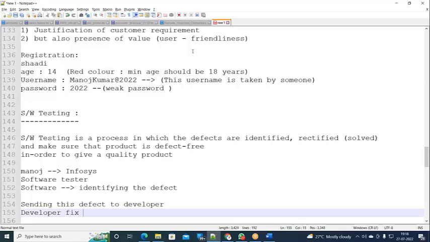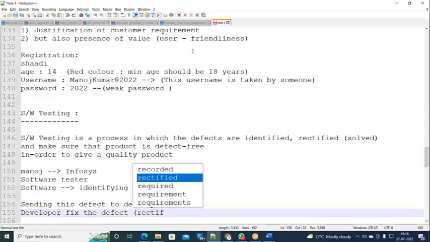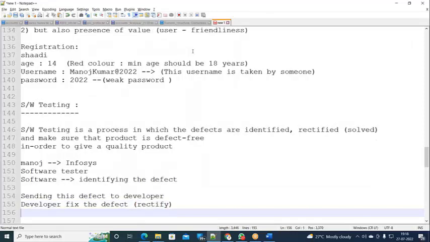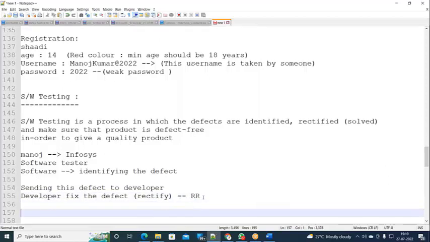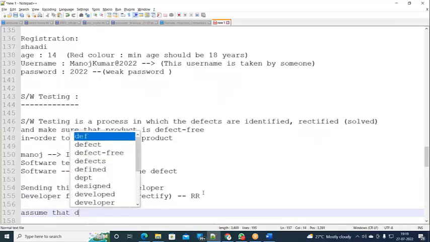Developer will fix the defect. Everybody understands the word fix? Yes. Rectify the defect. And once he has rectified the defect, our Manoj will say, okay. So Manoj is the tester, and let's say our developer is Radhika Reddy. Now Manoj says, I know Radhika Reddy from childhood. I trust that if she says she has rectified the defect, now I will assume that the defect is fixed.